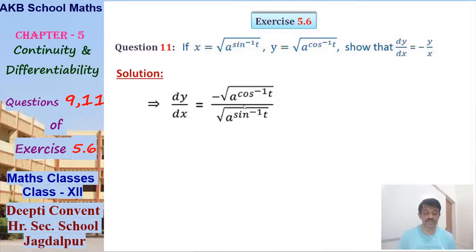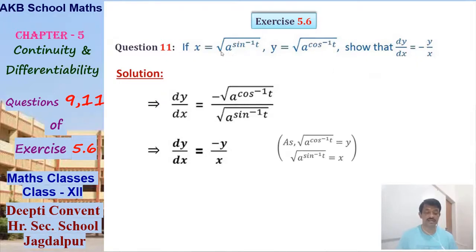So this is equal to y and this is equal to x. So we can write it like this, as this equals y and this equals x. So this is the required result. Here we find dy by dx in terms of t, and here dy by dx in terms of y and x. So this is the required result. So we have shown this.